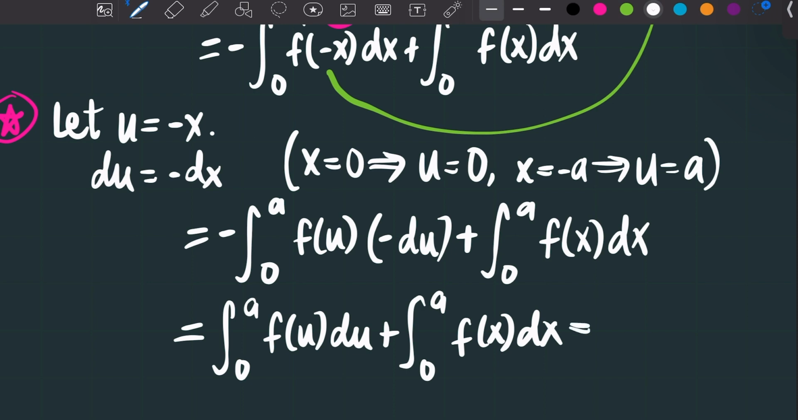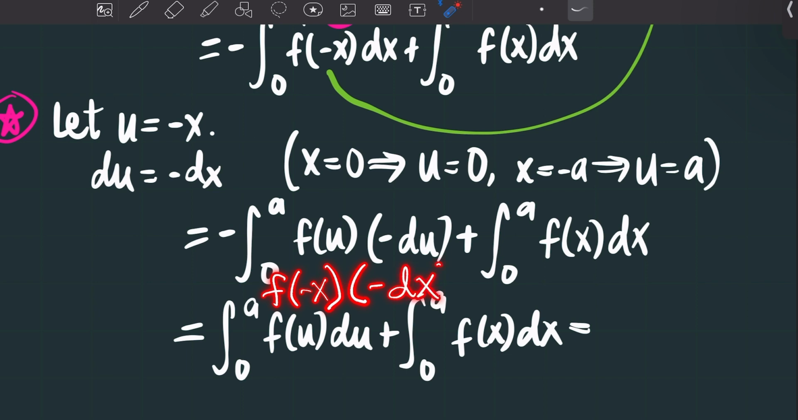In this case, ibabalik pa ba natin si u? So, pag binalik natin si u, this becomes f of negative x. Tapos si du becomes negative dx. Tapos yung 0 here is still 0. Yung a here magiging negative a. So, bumalik lang tayo dito. And that's useless. However, let's try and see kung ano yung meron tayo dito.